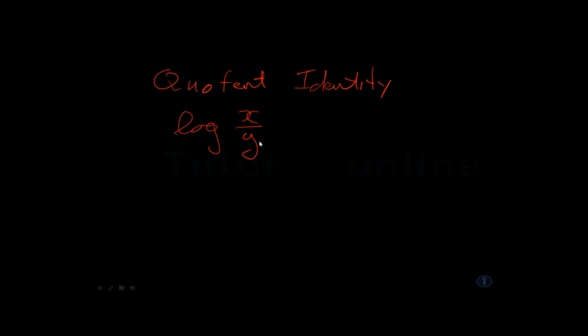The second identity is the quotient identity. The quotient identity states that the logarithm of x divided by y to the base of a is equal to the logarithm of x to the base of a minus the logarithm of y to the base of a. We again need to prove this identity. It's quite important for us to prove it.